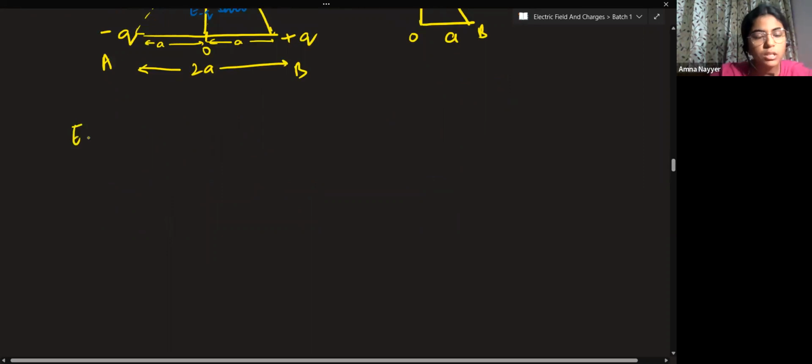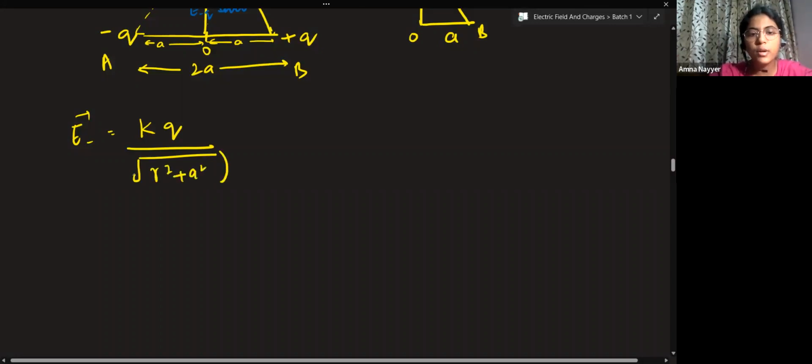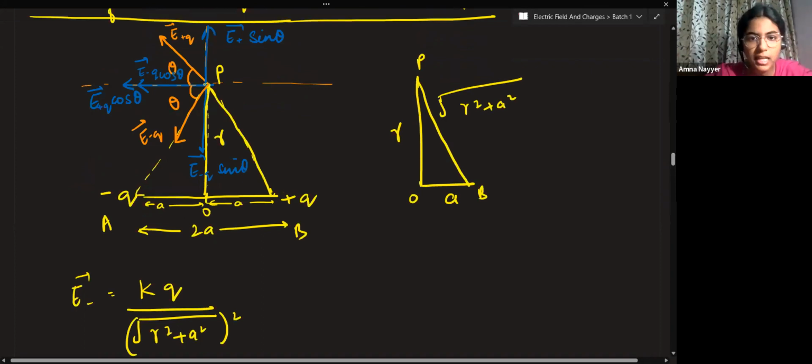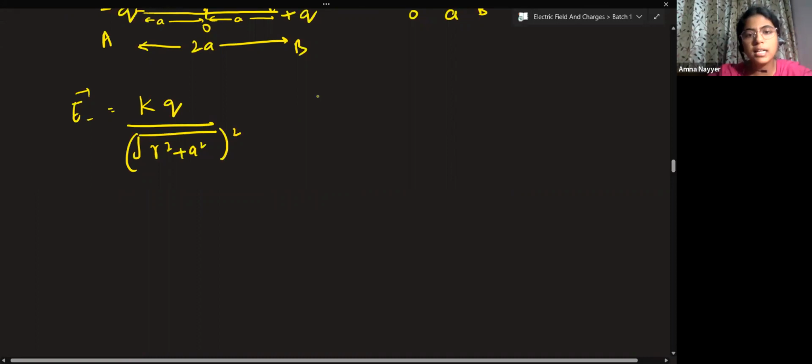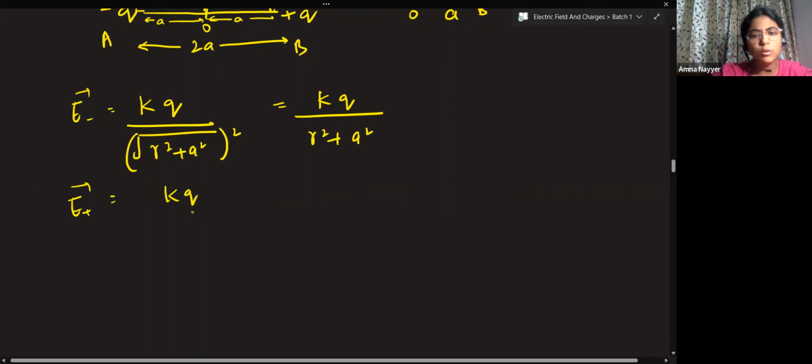Okay. Now see, if you take out the magnitude of electric field, electric field for the negative charge just becomes kq divided by the separation between the charges. So this will be r square plus a square whole square. That's how we write, no? Kq divided by r square. Instead of r square, we have the separation between the point and the charge as under root r square plus a square. So this becomes whole square of it. So you can write it as kq divided by r square plus a square.